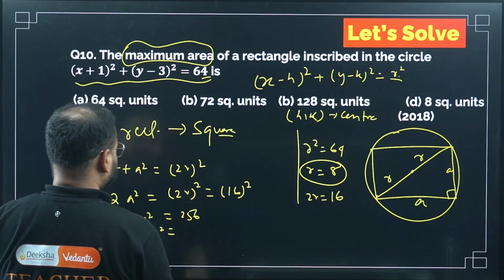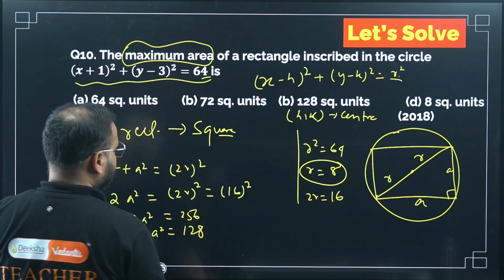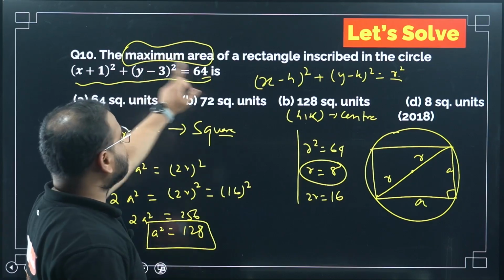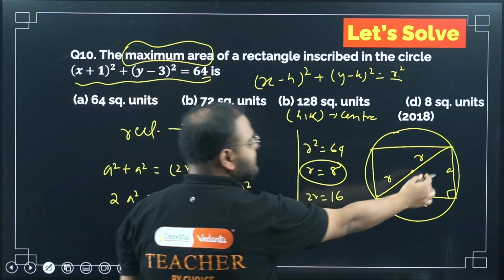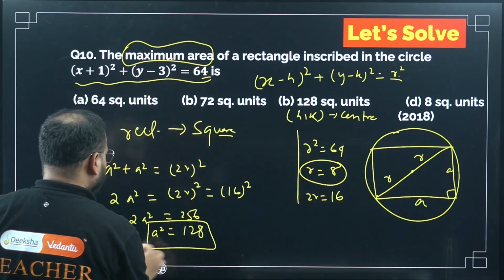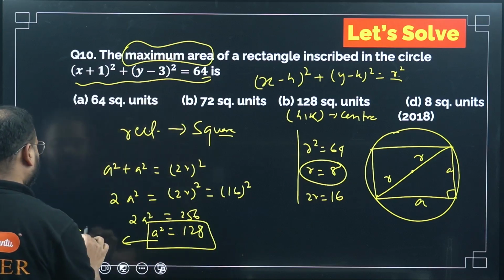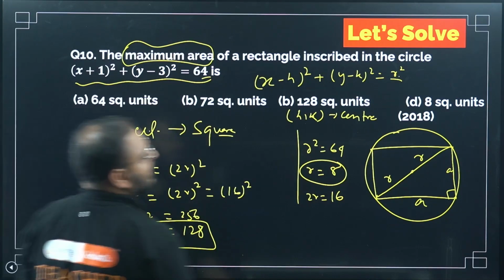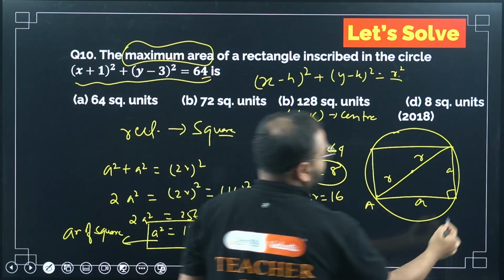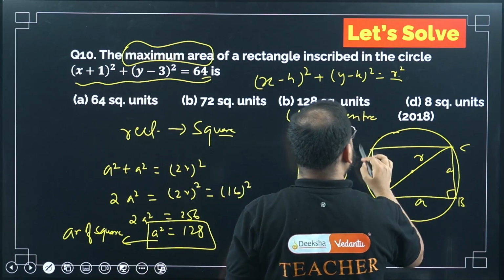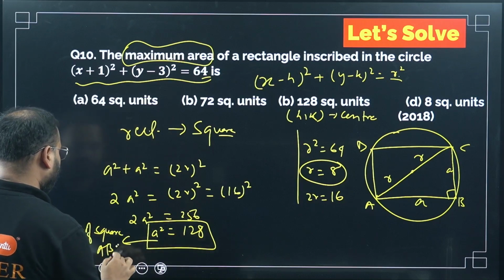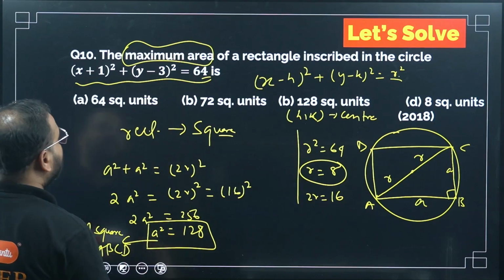So what is a square equals to? How much is that? 128. And what are they asking us? Find the maximum area. If this side is a into a, what is going to be a square? A square is the area of a square. Name it A, B, C, D. Area of square ABCD is going to be 128 square units.